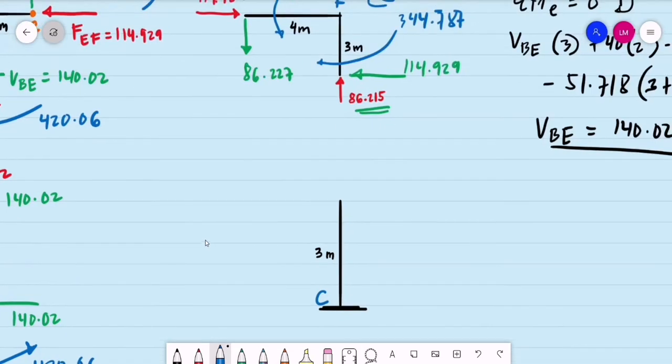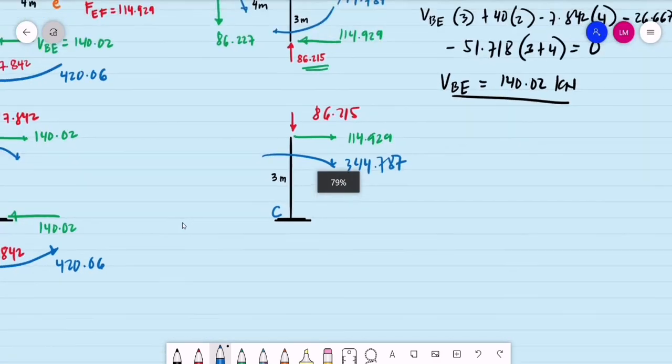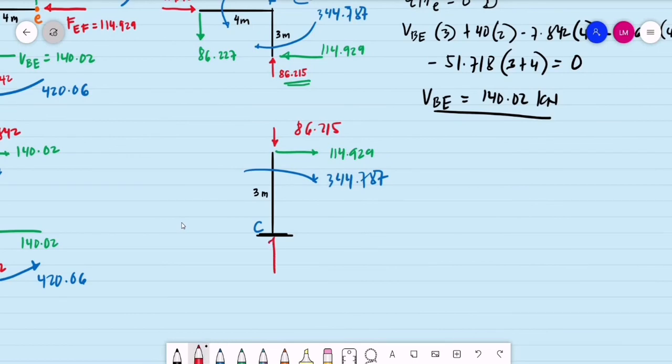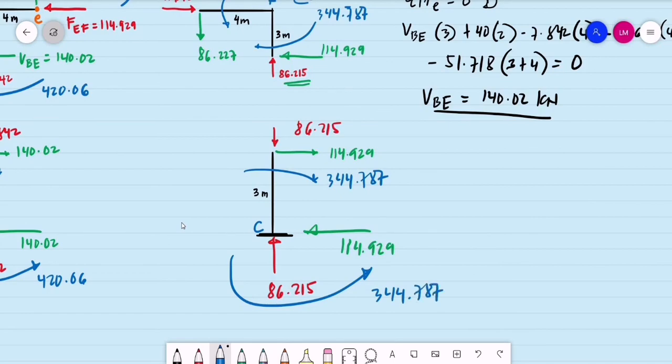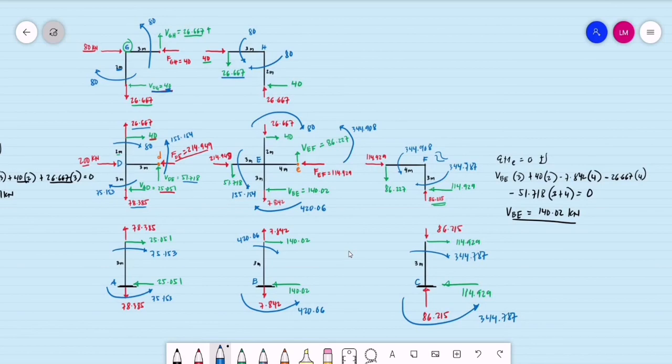Then we proceed to the last base, that is at base C. Okay, so we have an axial force of 86.215 kilonewtons, a shear force of 114.929 kilonewtons, and this moment is 344.787. Then we proceed to the base reactions at C. It should be an upward vertical reaction of 86.215 kilonewtons. The base shear should be to the left, a magnitude of 114.929. And a moment reaction, it should be counterclockwise, a magnitude of 344.787 kilonewton meter. So this will be the complete analysis of the entire frame, considering the axial forces, the shear forces, and the moments.